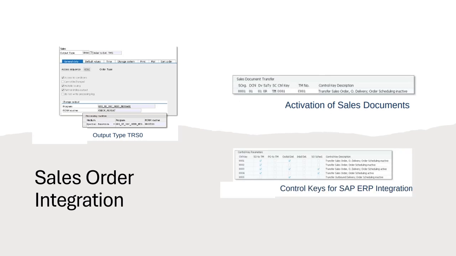And then I have this figure shows the control keys used for integrating SAP ERP and SAP TM. So these keys guide the systems in determining how orders and deliveries should be processed and transferred between SAP ERP and SAP TM. They help in managing the integration of material management and sales order, which also ensures a smooth data flow.